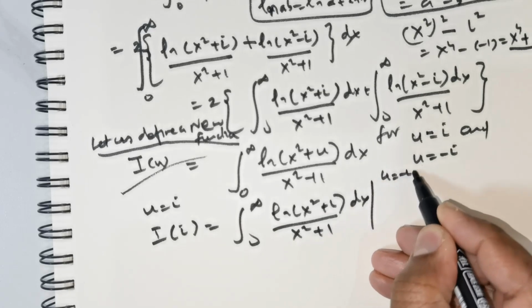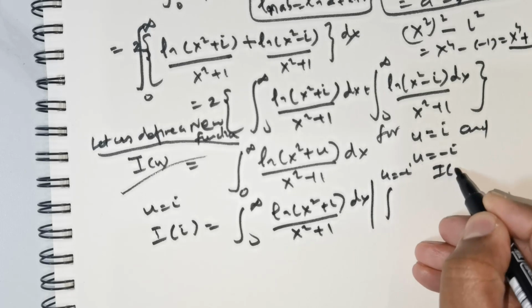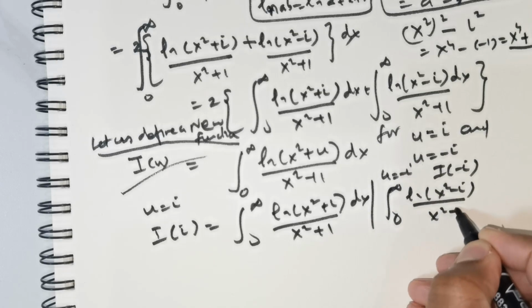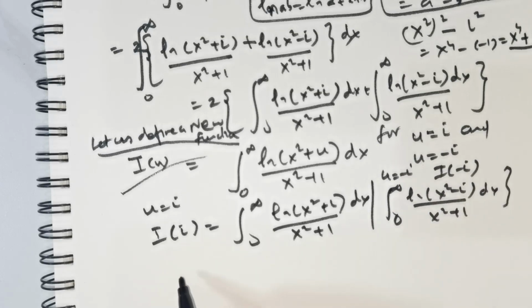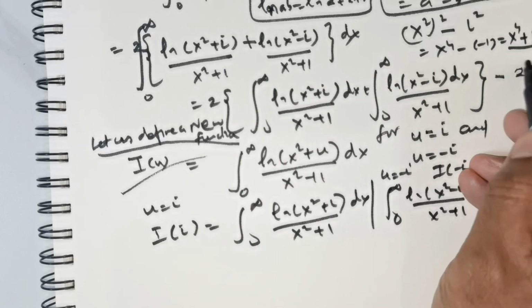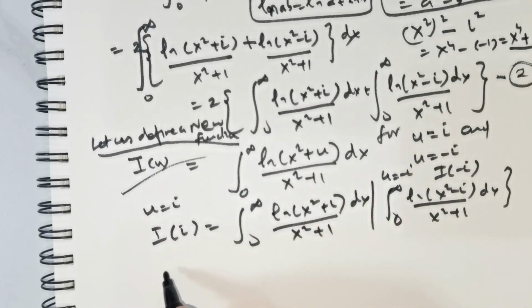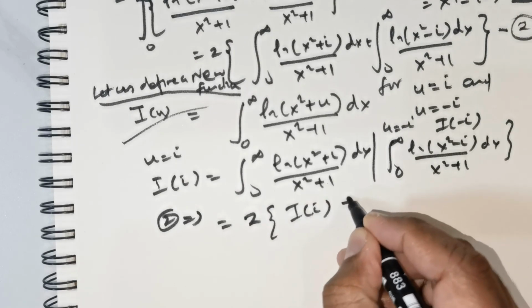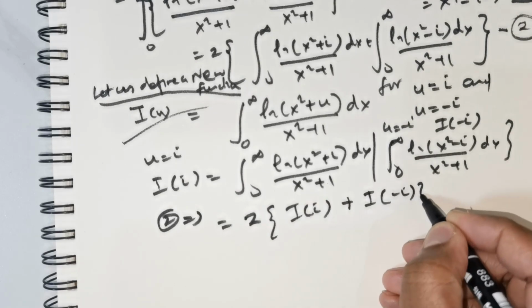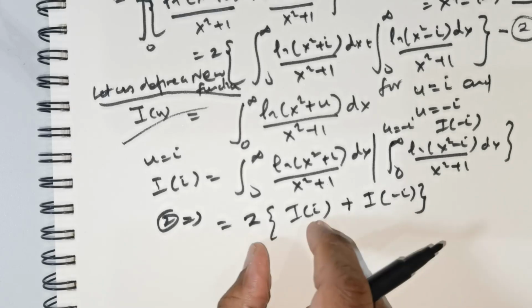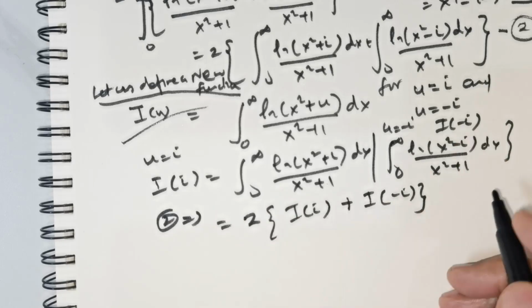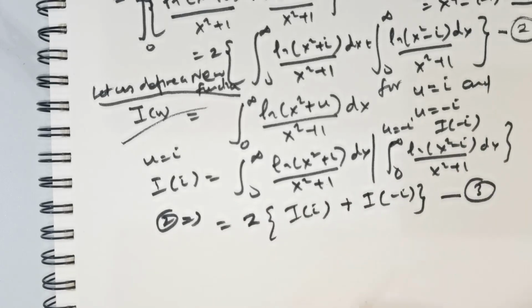This is the first case. When u is equal to negative i, you would get I(−i), the integral from 0 to infinity of ln(x² − i) divided by (x² + 1) times dx, right? So therefore, if I were to take this as 2, what is this 2? Therefore, this can be rewritten as 2 times I(i), when u is equal to i, added with I(−i), when u is equal to negative i. So this is what we have to obtain, and we will substitute the values over here, simplify, and obtain the result. That is our objective.